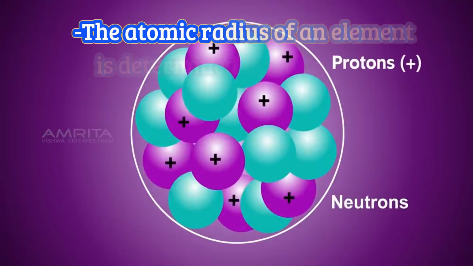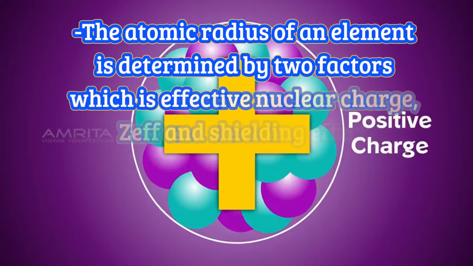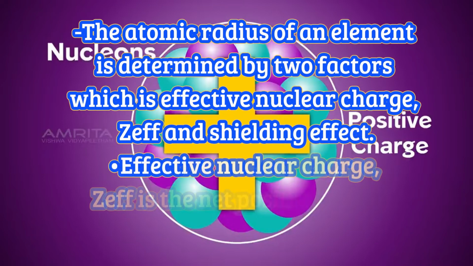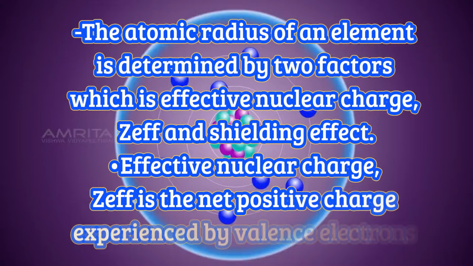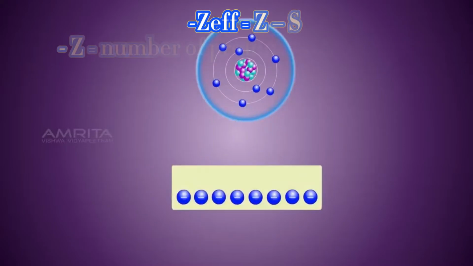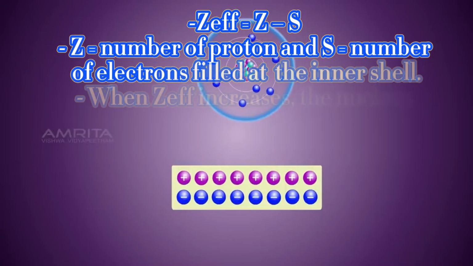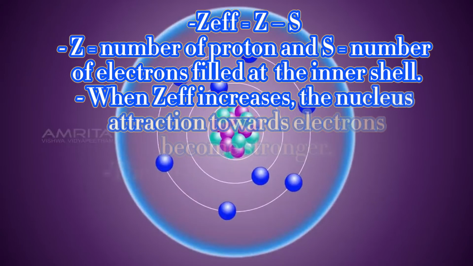The atomic radius of an element is determined by two factors: effective nuclear charge, Z effective, and the shielding effect. Effective nuclear charge, Z effective, is the net positive charge experienced by a valence electron. The formula for Z effective is Z minus S, where Z is the number of protons and S is the number of electrons filled in the inner shell.